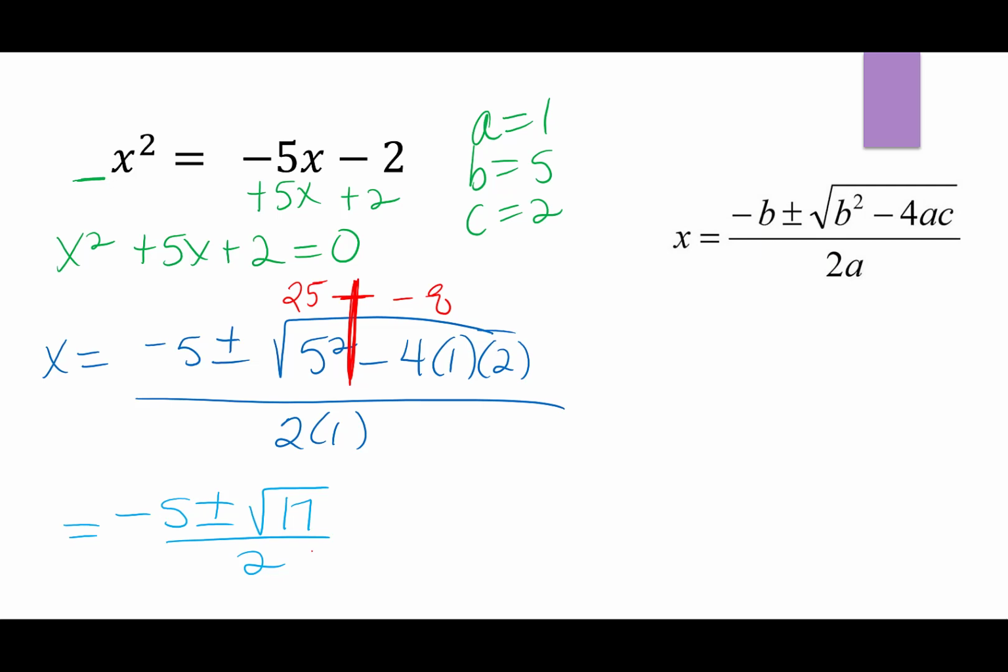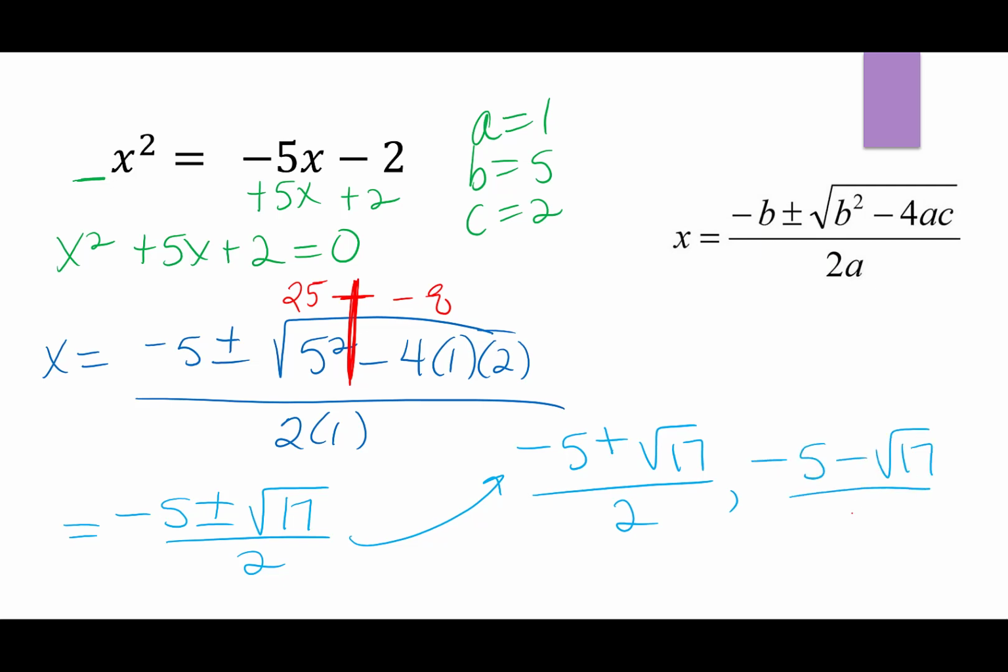It can't be simplified. WebAssign will ask you, you'll have to write it twice. So this would be negative 5 plus square root of 17 over 2, comma, negative 5 minus square root of 17 over 2.